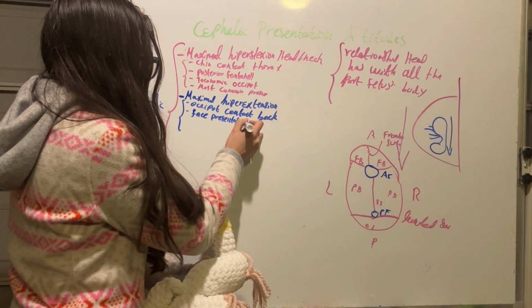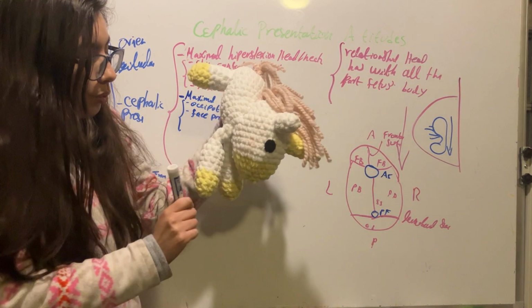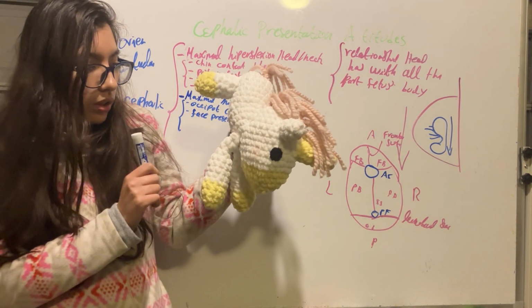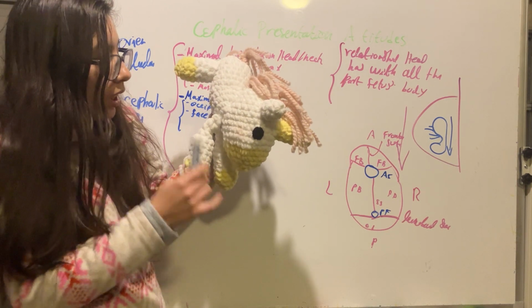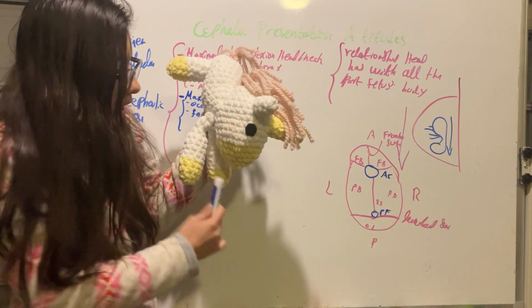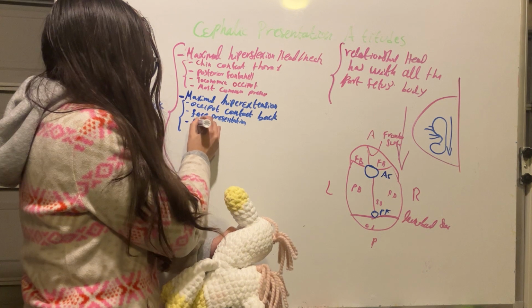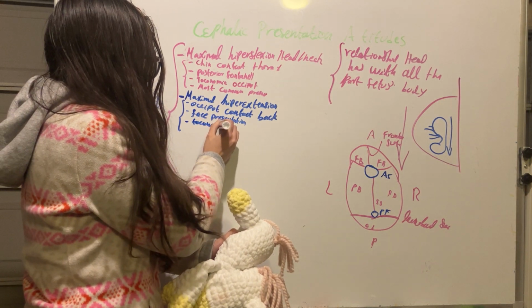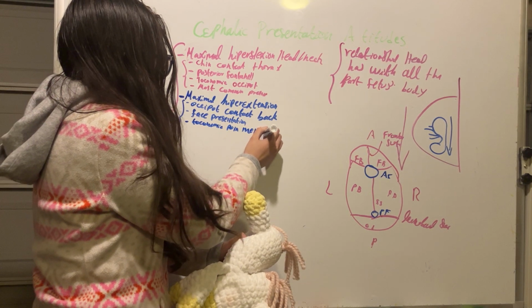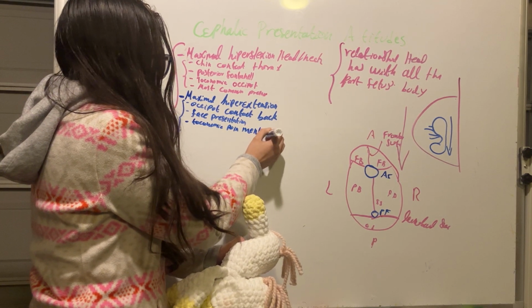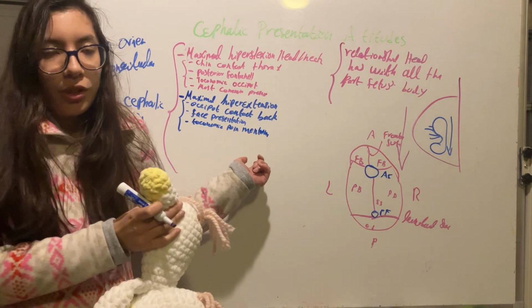Face presentation. Here, the tokonomic point, which part of the face we use, is the mentum. So the tokonomic point is the mentum. Sometimes this is also called the mentum presentation.